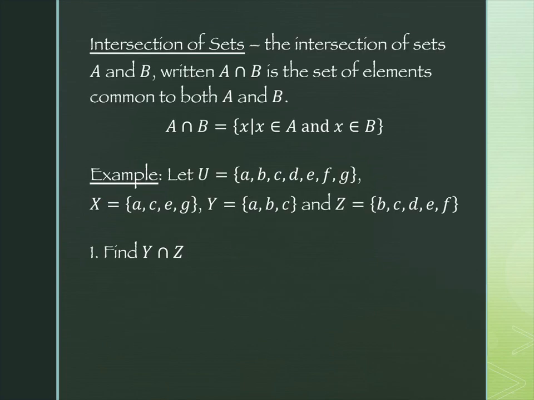So the intersection of sets A and B, which is written A, an upside down U, and then B, is the set of all X such that X is an element of A and X is an element of B.